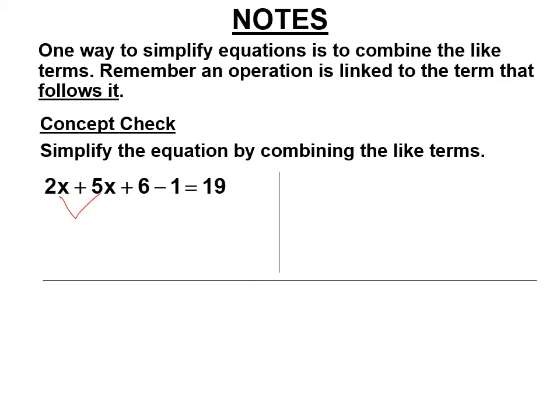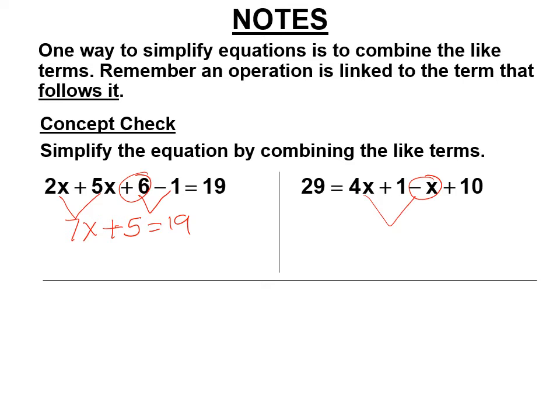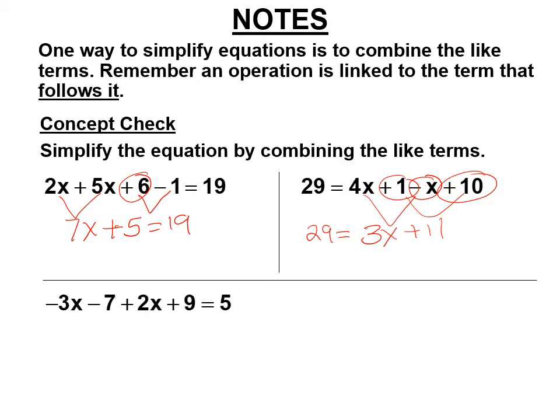All right, 2x plus 5x, 7x. Positive 6 minus 1 is positive 5. Since it's positive 5, that now is a simpler equation. It's 7x plus 5 equals 19. Same thing here, all right? We have 4x minus x, right, is 3x. 1 plus 10 is 11, positive 11. So now this equation is 29 equals 3x plus 11, a two-step equation.